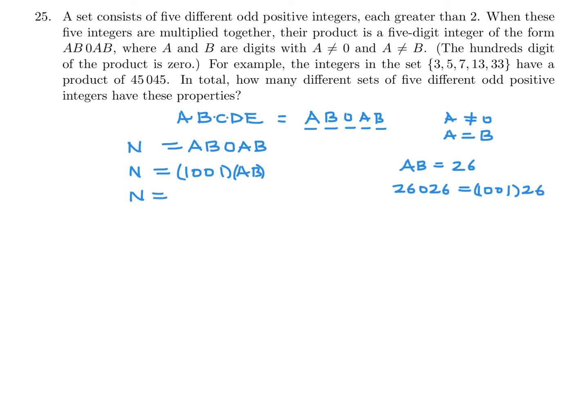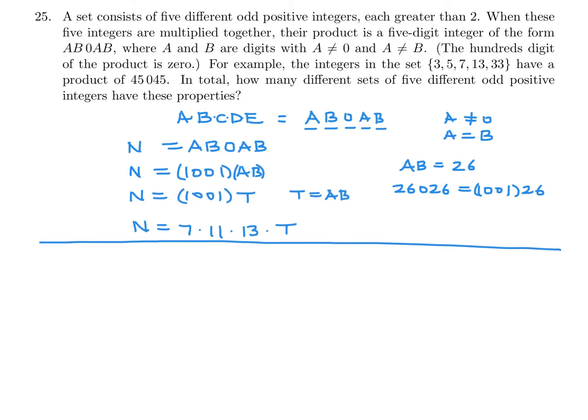And then you can write this as 1001 times AB. I'm going to call it T, where T is equal to AB. And then what I'm going to do is further factor that 1001, which I believe is 7 times 11 times 13, and then that T. Okay, so that is the beginning, and now we got to figure out all the different scenarios, and that's unfortunately very time-consuming, so just bear with me on this one.